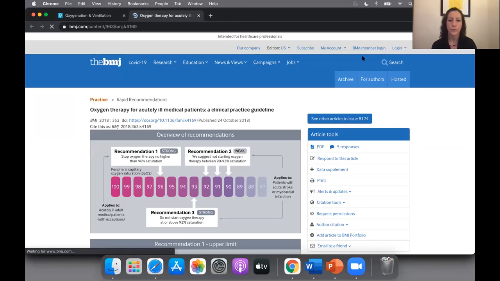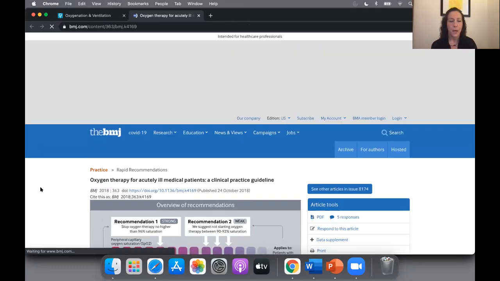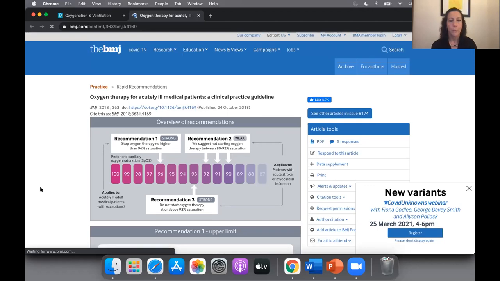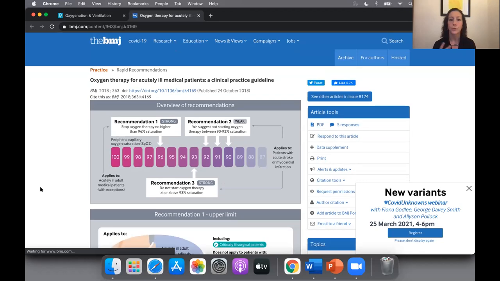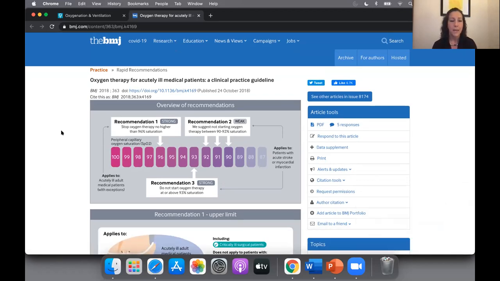I'm going to go ahead and just show you this. Again, I click on the box and it takes me to a really nice article or reference source. I'm going to close our chat box here. This really great article is more of a practice guideline. It tells you how to give the oxygen and to what targets you should be aiming. This was in the British Medical Journal, and it's called Oxygen Therapy for Acutely Ill Medical Patients, a Clinical Practice Guideline.